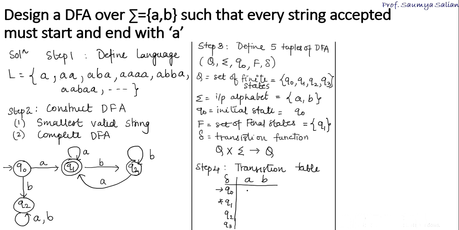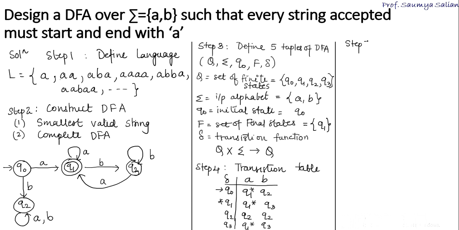Q0 on A goes to Q1. Q0 on B goes to Q2. Q1 is my final state. Q1 on A stays in Q1. Q1 on B goes to Q3. Q2 on input A and B stays in Q2. Q3 on A goes to Q1, which is final. Q3 on B stays in Q3.